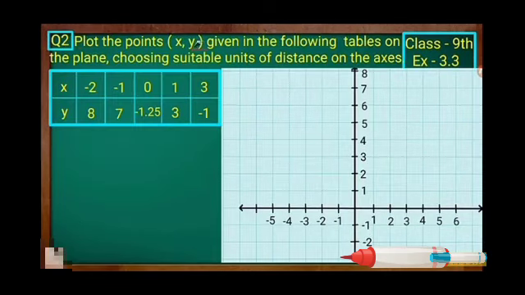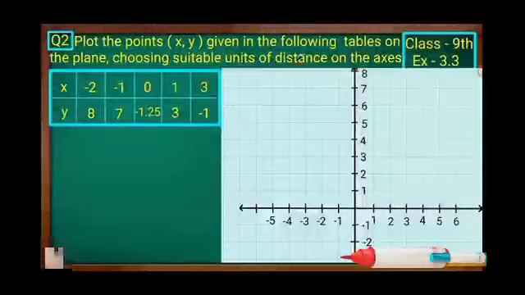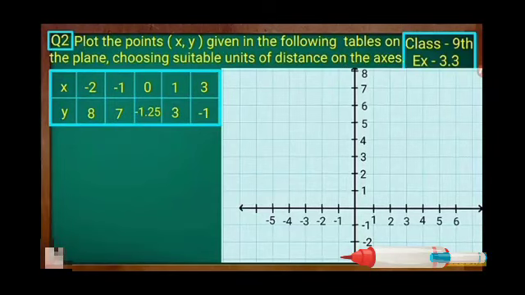Second, plot the points x, y in the given table on the Cartesian plane, choosing suitable units on the axes. You can see a table is given to us: x -2, y 8; -1, 7; 0, -1.25; 1, 3; 3 and -1. So this is our Cartesian plane, with positive x on the right and negative x on the left side, and positive and negative y on the y-axis.